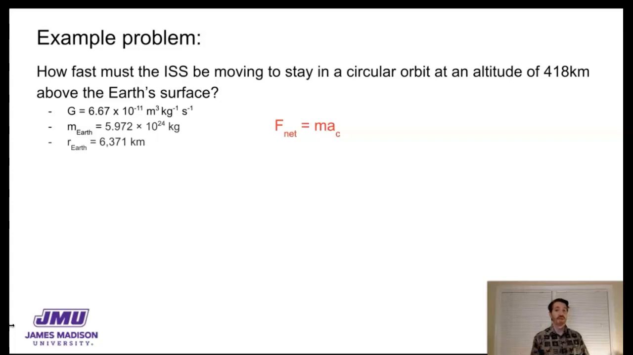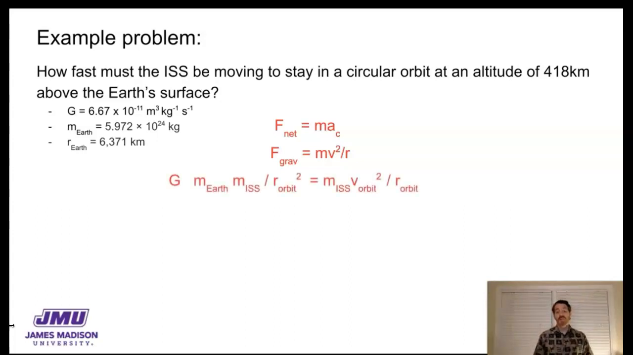What is the net force acting on the International Space Station? Gravity is the only force acting on it once it is above the atmosphere. It's not in contact with anything. There's no ropes pulling it or anything like that. It's just up there and gravity's pulling it down. So gravitational force is the net force on it, and its motion is circular because it's in orbit. So we know that means the mass times the centripetal acceleration, so v squared over r, where r is the radius of the orbit.